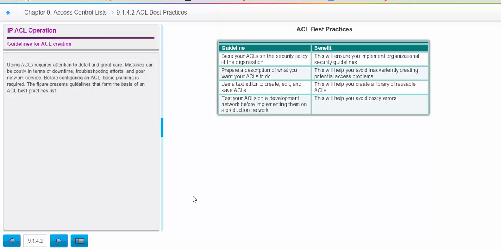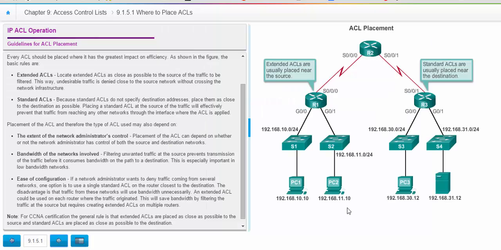Now, the image here on the right you can use as your ACL best practices. You've got your guidelines and the benefits. So keep this in mind. It wouldn't be bad to write this down or to keep it handy when you are creating your ACLs in the future. So we've talked about our guidelines and the 3 Ps. Next, let's talk about the placement of these ACLs.